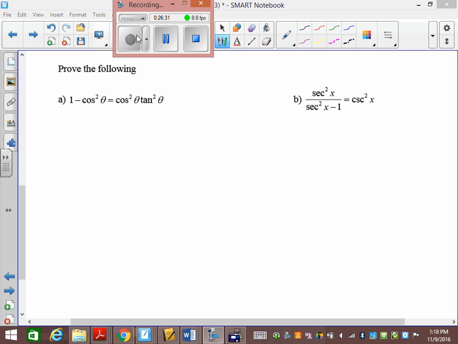One minus cos squared theta equals cos squared theta tan squared theta. What do you spot? What could you do, possibly? 1 minus cos squared theta is what? Sine squared theta, yes. And then cos squared theta tan squared theta.